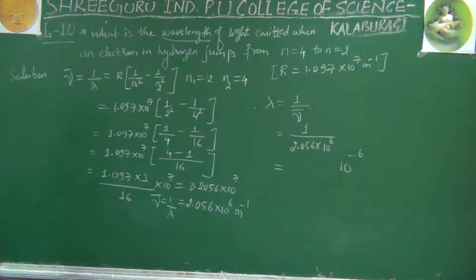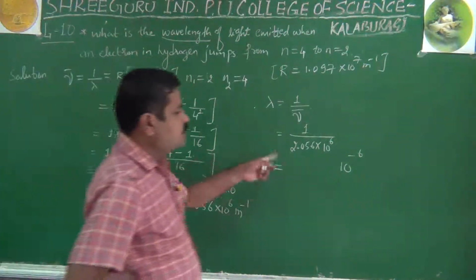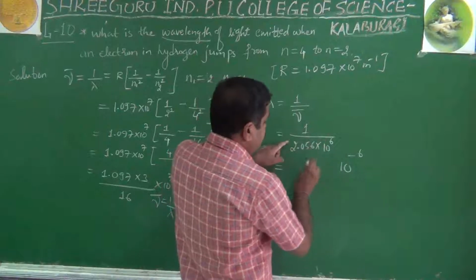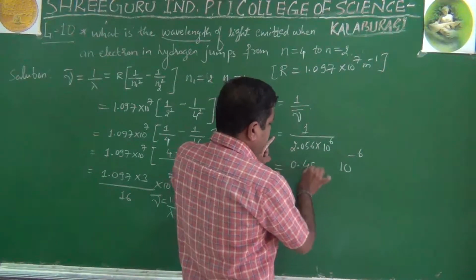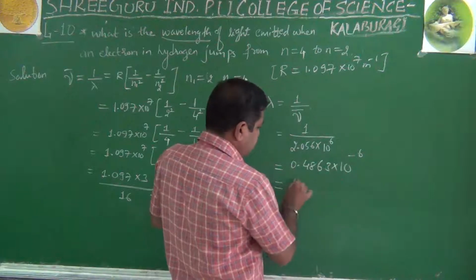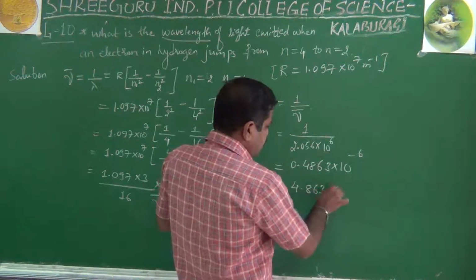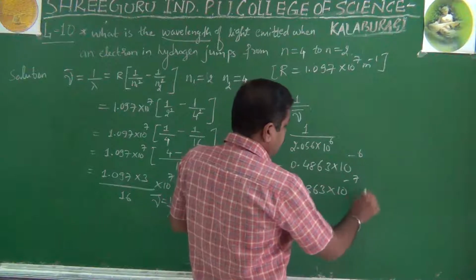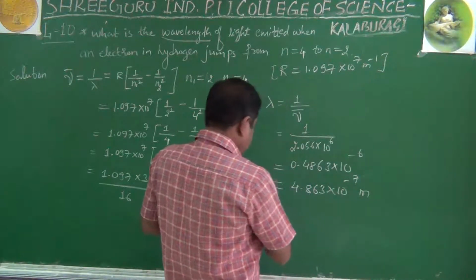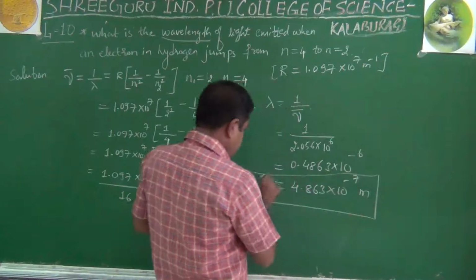So, generally, 1 divided by 2.056 gives 0.4863. Okay, this 1 divided by 2.056 is 0.4863 into 10 to the power 6, that is 4.863 into 10 to the power minus 7. Okay, that is in meters. This is the wavelength, the final answer, right?